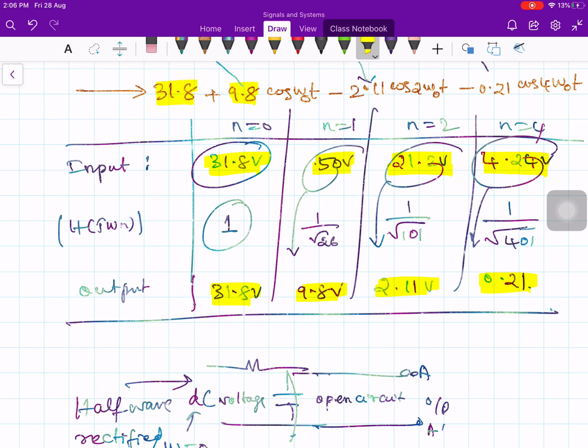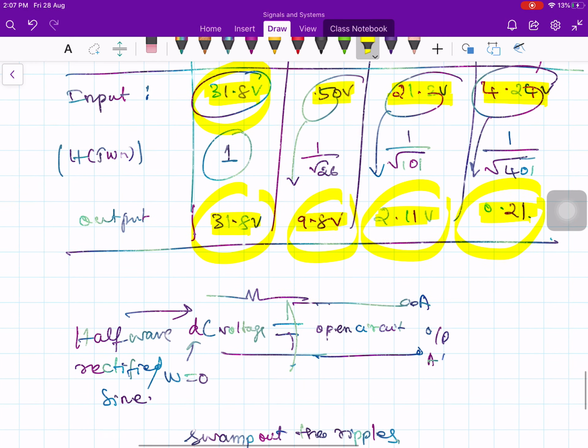As far as the input is concerned, the harmonic amplitudes are brought down considerably compared with DC. In the DC, it is coming as it is, but if you compare the AC components, they are brought down. Therefore, this is a good filter as far as the suppression of the various harmonic components is concerned.